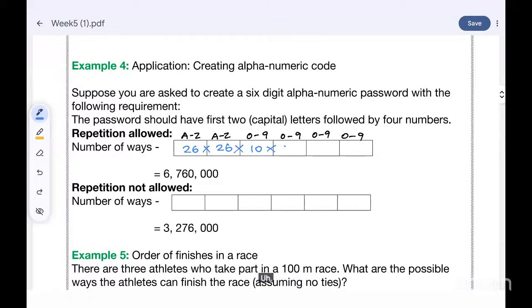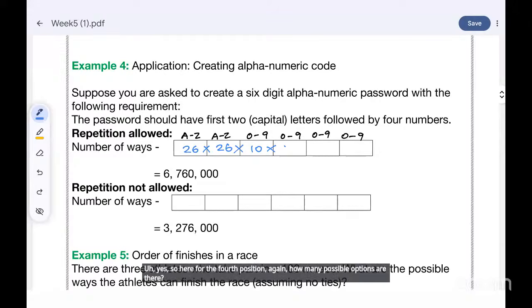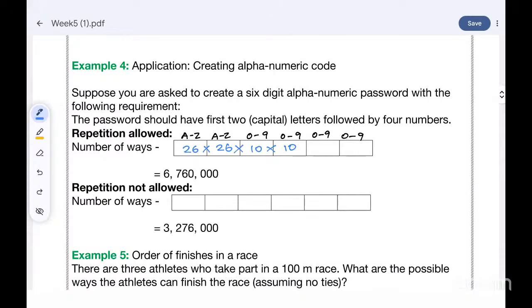Yes, so here for the fourth position, again, how many possible options are there? 10, because here it is given that repetition is allowed. That's why 10 possibilities. Again, in the fifth position, number of possibilities? 10. And the last one, 10. You can verify, if you multiply, this is the answer you will be getting. Okay, verify whether you are getting the same answer.